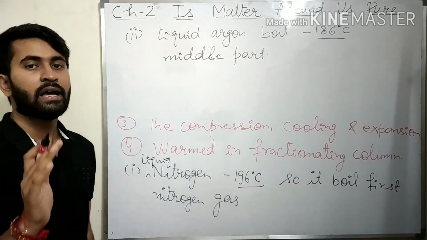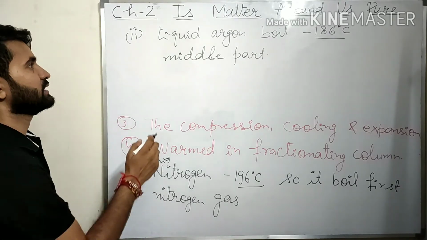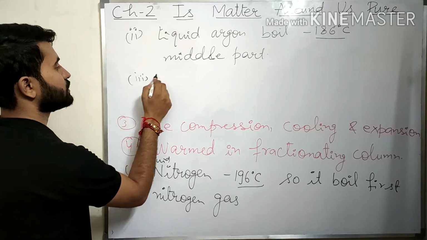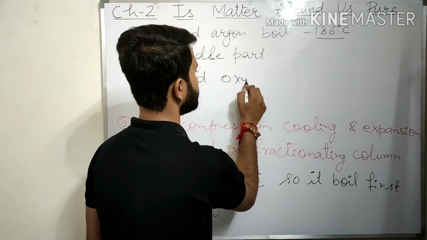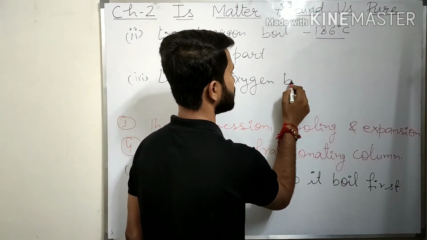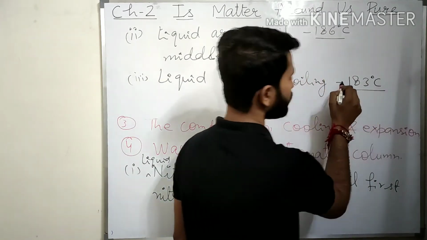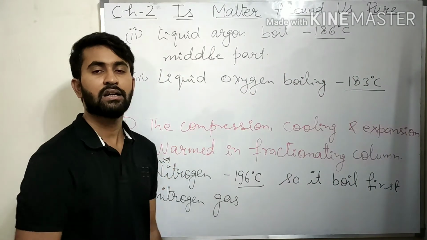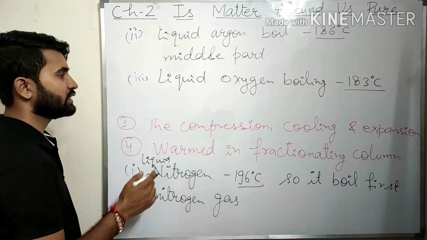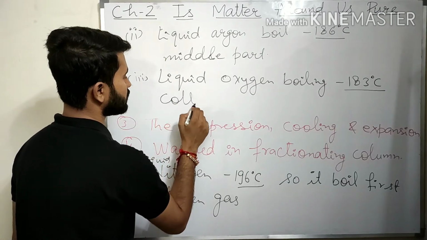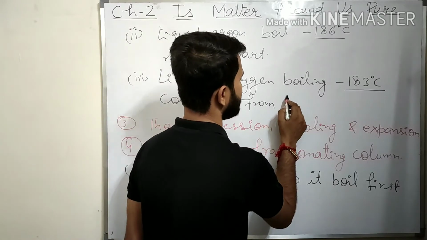Liquid oxygen has a boiling point of minus 183 degrees Celsius. So it boils last and it is collected from the bottom part of the fractionating column.